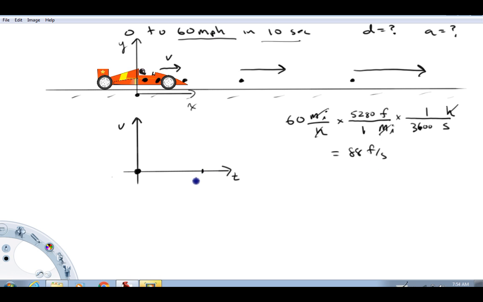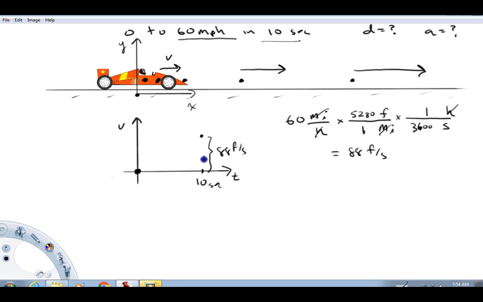So I'm going to put this on my graph here. 10 seconds, 88's up here somewhere. 88 feet per second. Now, basically, you can put this 10 seconds really anywhere you want when you draw your own graph. At this point, I've set a scale, though. This is 10, then 5 is about here, and 20 is about here, and so forth.